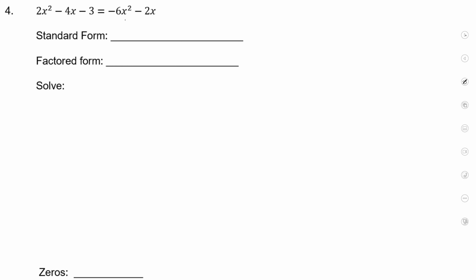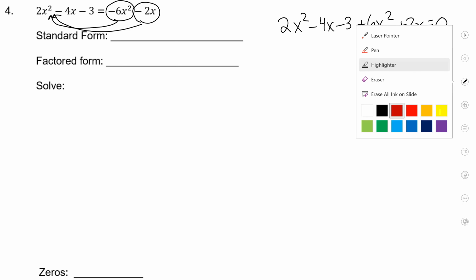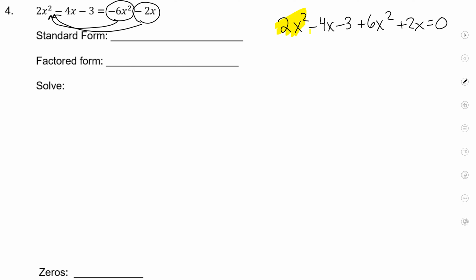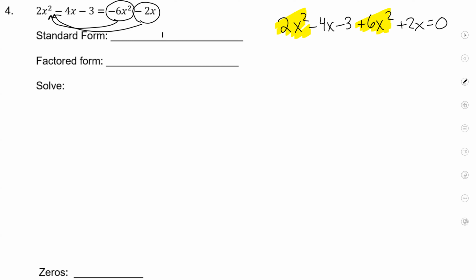So I'm going to move this negative 6x squared to the side and this negative 2x to this side. So I'm going to write what I have. I have 2x squared minus 4x minus 3. That was already there. But I'm moving the negative 6x squared, so it'll be a positive 6x squared. I move the minus 2x, it becomes a plus 2x. Now I'm going to combine like terms. So I'll highlight what I'm going to combine. 2x squared and 6x squared is 8x squared. So I'm going to write 8x squared.